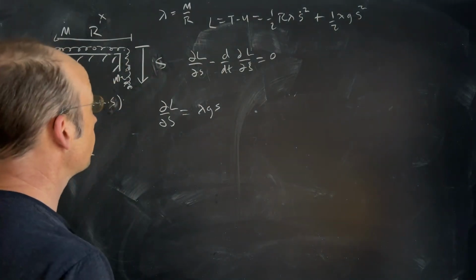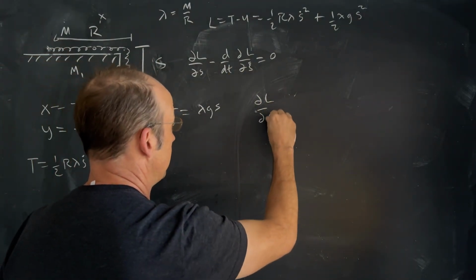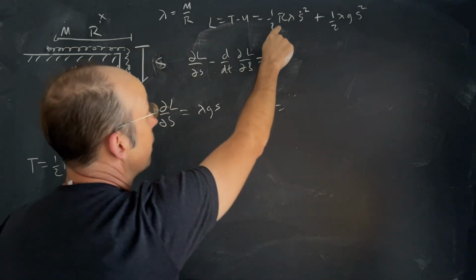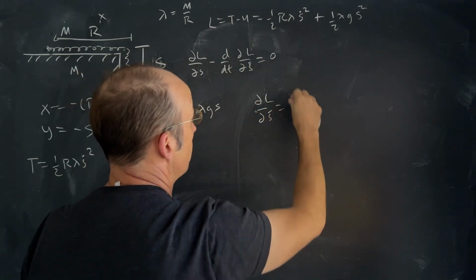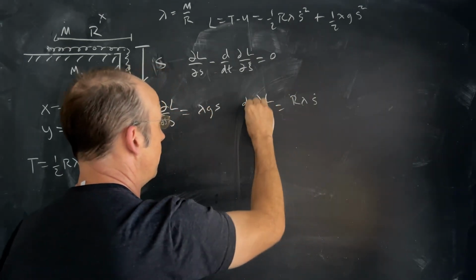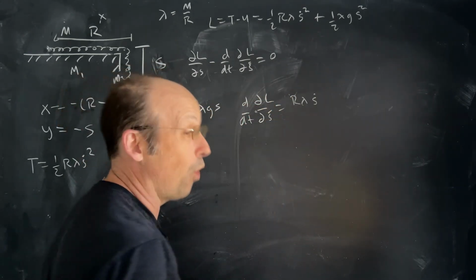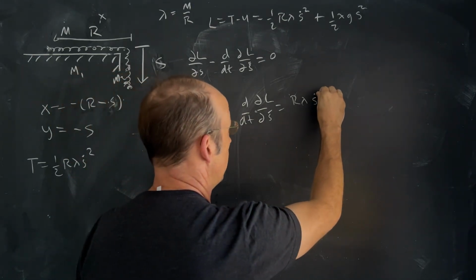Okay. Now let's do the partial of L with respect to s dot. Again, I have a pretty easy Lagrangian, right? So I just have that term, so it's just going to be equal to r lambda s dot, and then I can take the derivative with respect to time. There's only one time-dependent term, and that's s dot, so I just get s double dot.